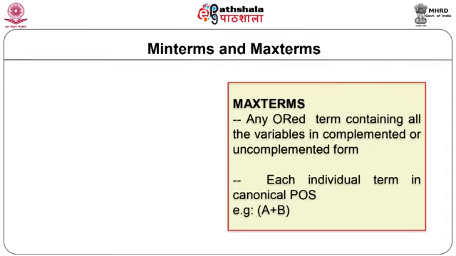Let us now talk about the max term. A max term is any ORed term containing all the variables of the function in complemented or uncomplemented form. It also represents exactly one combination in the truth table, but it is denoted by capital M with a subscript j, where j is the decimal equivalent of the max term's corresponding binary number. A variable in M subscript j is complemented if its value in the binary number is 1, otherwise it is uncomplemented.